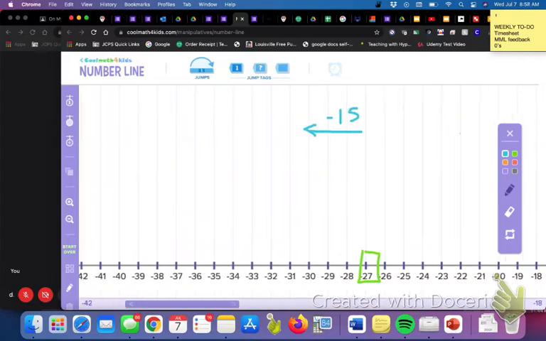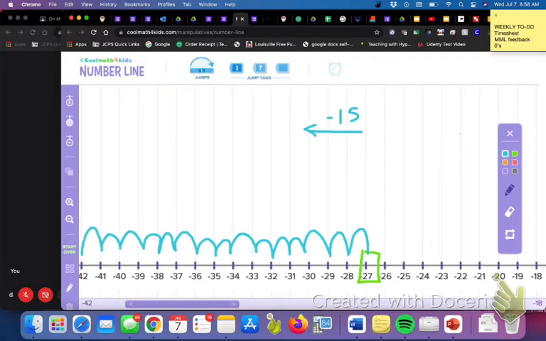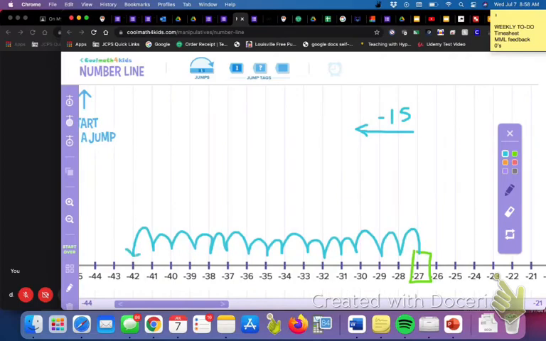Well, negative, of course, is to the left. If you want to hop over 15 units to the left, 1, 2, 3, 4, 5, 6, 7, 8, 9, 10, 11, 12, 13, 14, 15. Okay, so let's say you don't want to do that. You don't want to sit here and make all those little loop-de-loops going all the way to 15 units to the left. So the shortcut is to think about it this way.